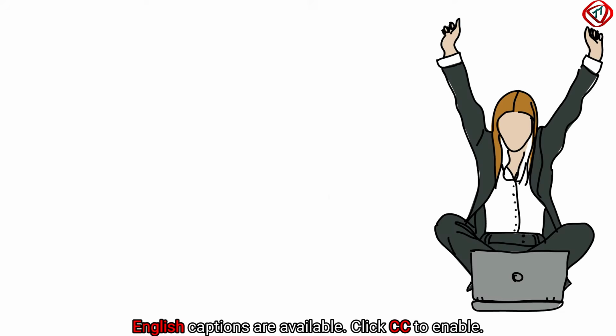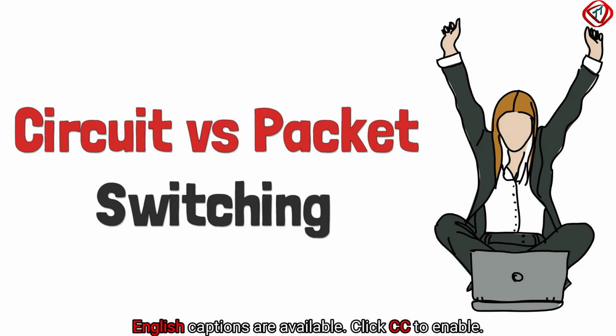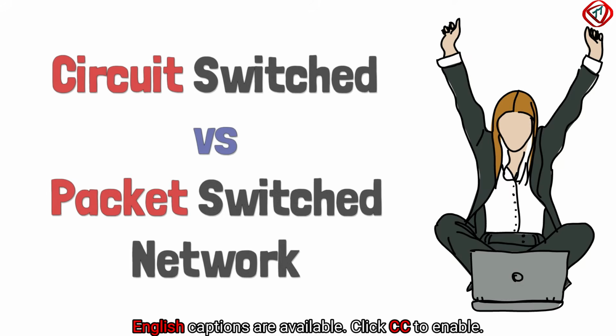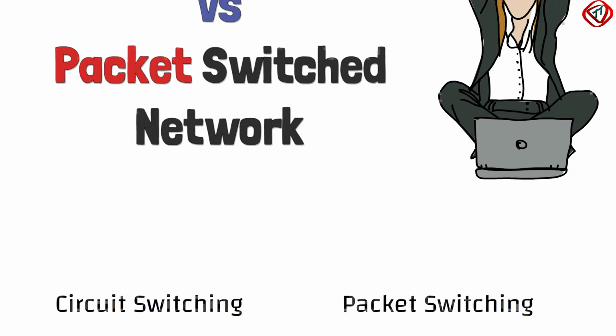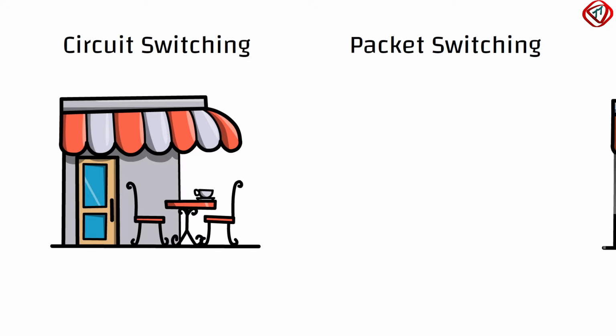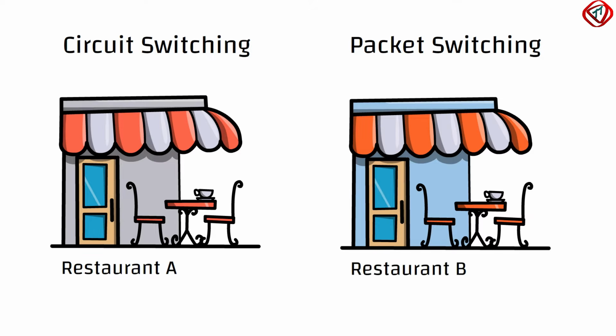Today we'll learn the difference between circuit switching and packet switching, or circuit switched networks and packet switched networks. So let's start. Suppose there are two restaurants, A and B. Restaurant A accepts reservations while restaurant B does not.